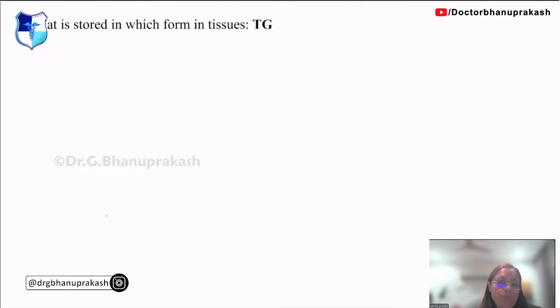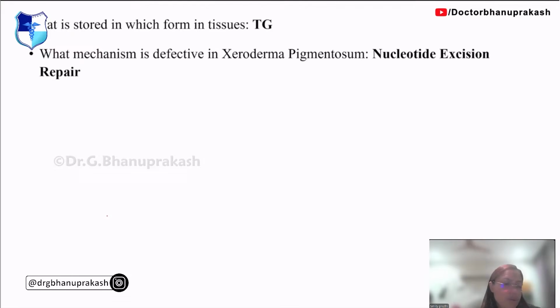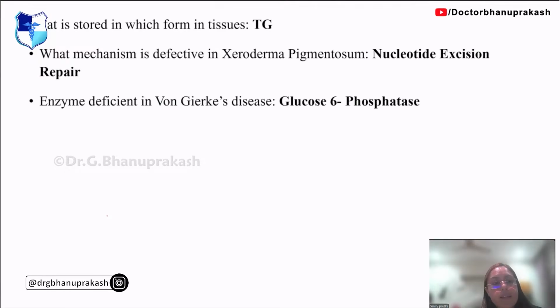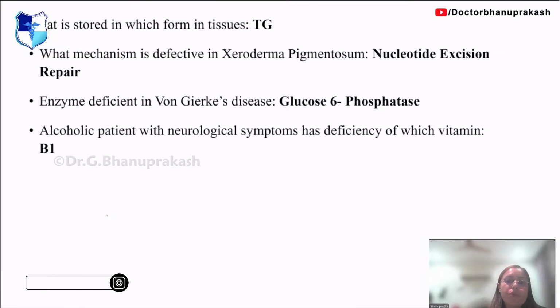Fat is stored in which form in the body? Triglyceride is the storage form of fat. What mechanism is defective in xeroderma pigmentosa? Nucleotide excision repair. Okay, we have done that. Next, the enzyme deficient in von Gierke's disease is glucose 6-phosphatase. Alcohol, again, repeated question, alcohol and B1. See, so many times you're asking this.